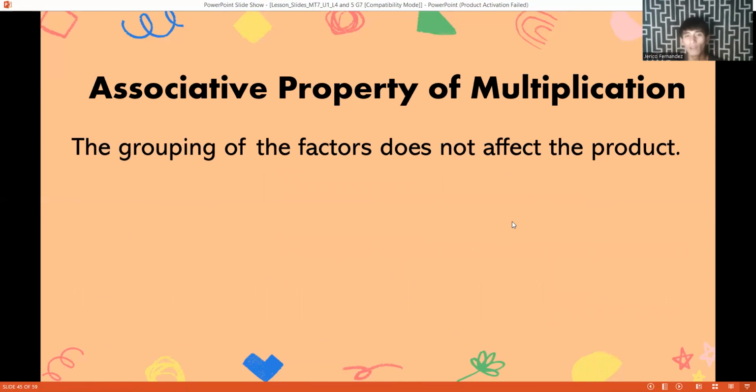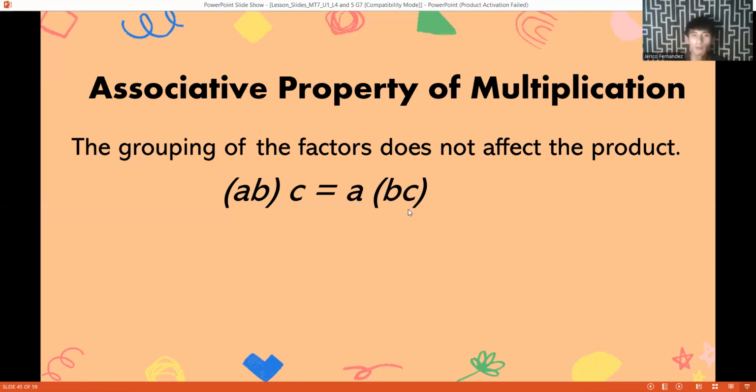The grouping of the factors does not affect the product. Magkabago-bago man yung groupings ng factor, again, yung factors natin ay tinatawag na factors yung mga pinag-multiply. Okay po. So yung grupo nila, kapag naggrupo-grupo sila, hindi rin siya makaka-apekto sa product natin. Tingnan natin. The quantity A times B times C is equal to A times the quantity B times C. As you can see, una magkagrupo si AB, then nalipat kay BC.